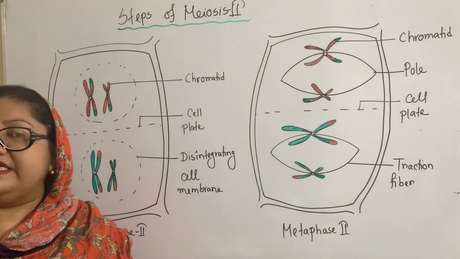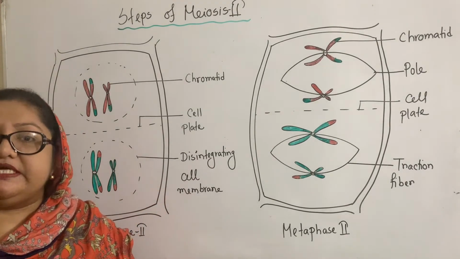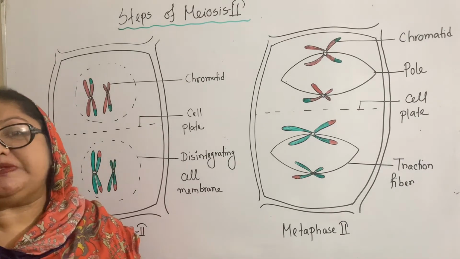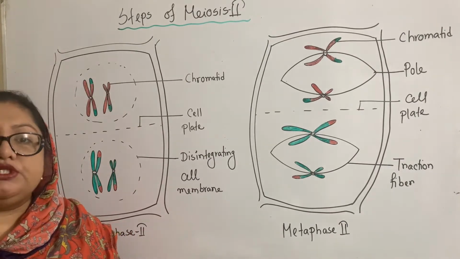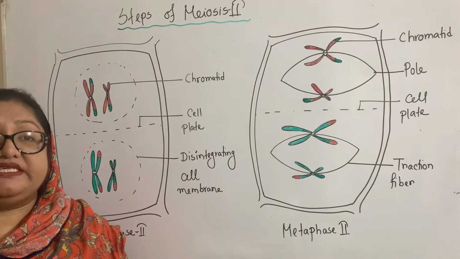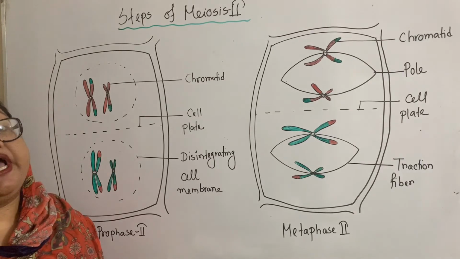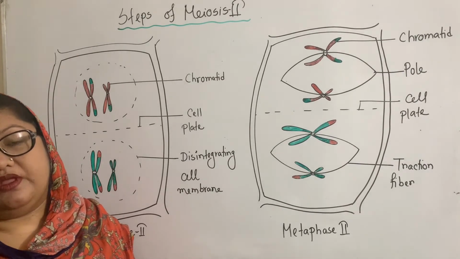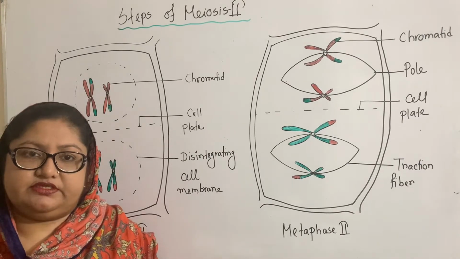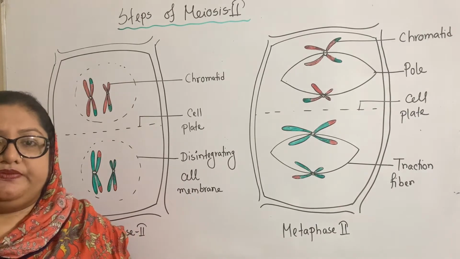Now, I will discuss the steps of Meiosis II. You know, meiosis cell division is divided into two phases. One is meiosis 1 and another one is meiosis 2. Meiosis 2 is again divided into four subphases, known as prophase 2, metaphase 2, anaphase 2 and telophase 2. It is quite similar to mitosis cell division, but it occurs in the haploid nuclei.